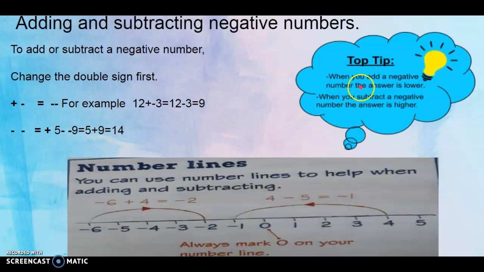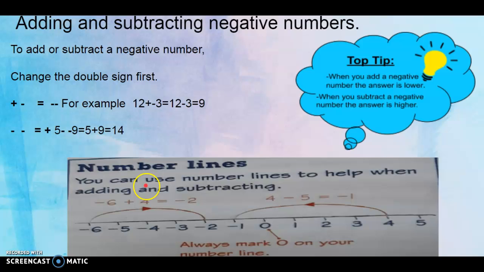Here is a top tip. When you add a negative number, the answer is lower. We are adding a negative number to a positive number, but when we worked it out, the answer is lower. 12 minus 3 is lower than 12. When you subtract a negative number, the answer is higher. Two negative numbers, but when we worked it out, the answer is 14. Higher than 9, higher than 5, 14.